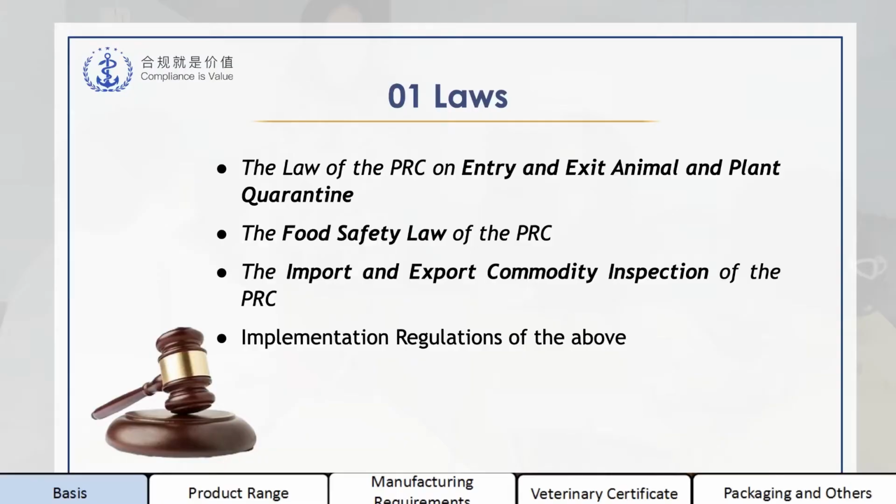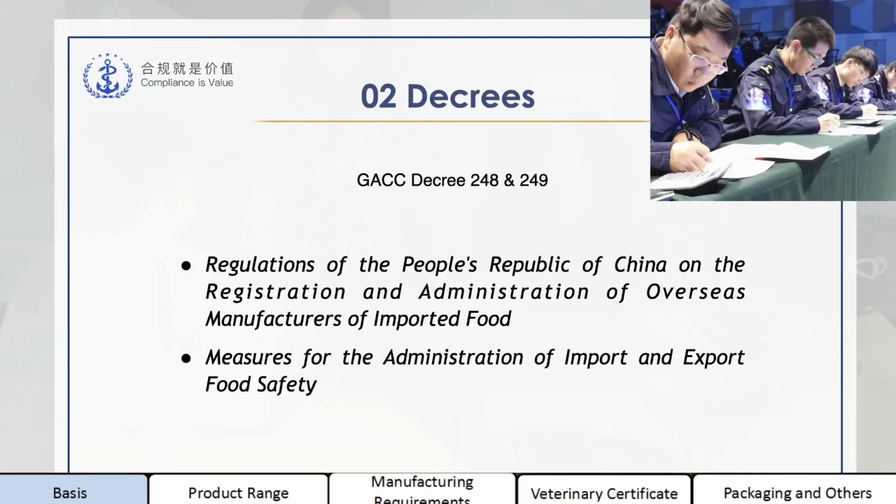To export food to China, you must abide by these laws of the People's Republic of China, in short, the PRC. The law of the PRC on entry and exit animal and plant quarantine. The food safety law of the PRC. The import and export commodity inspection law of the PRC, and the implementation regulations of all of the above.